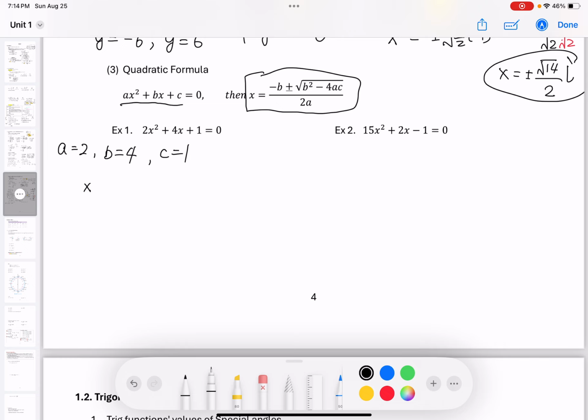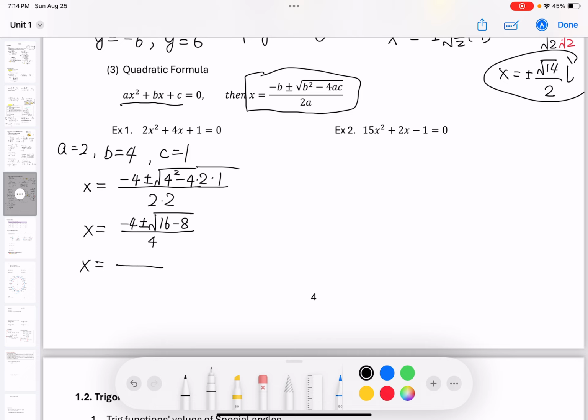So the formula is x equal to, on the top, negative b, so negative 4, plus or minus square root of b squared, 4 squared. If a, b, c are negative numbers, please bring your parentheses. Minus 4ac, minus 4 times a, which is 2, times c, all divided by 2a, 2 times 2. So x is equal to negative 4 plus or minus square root of 16 minus 8, all divided by 4. Let's simplify: negative 4 plus or minus square root of 8 over 4.